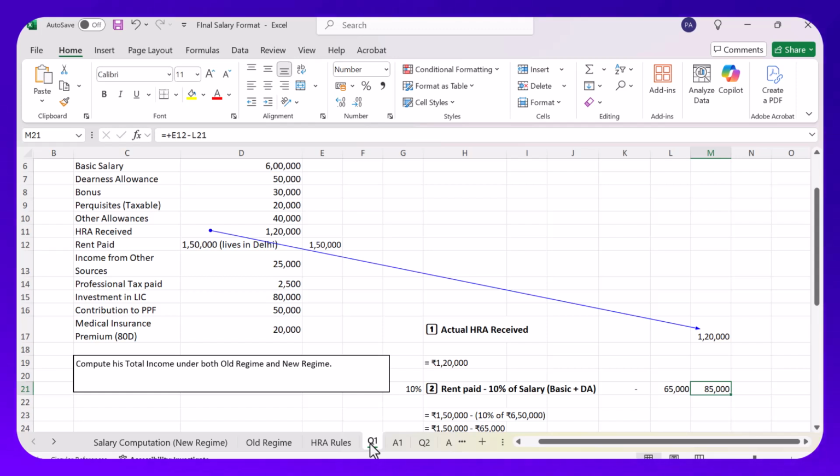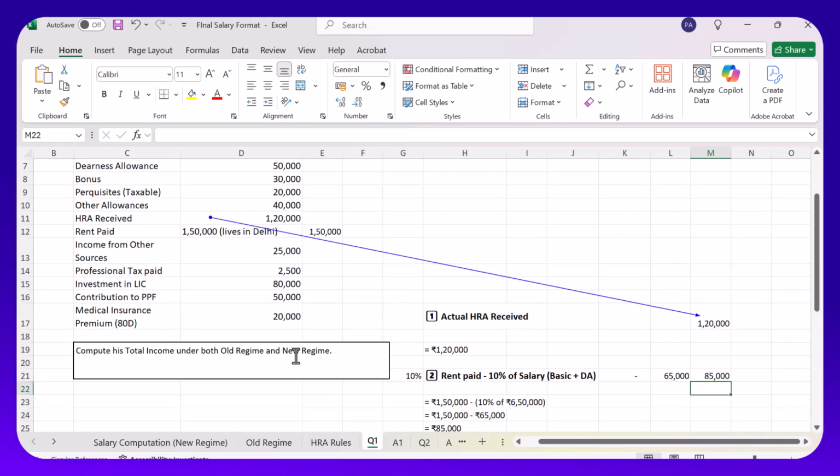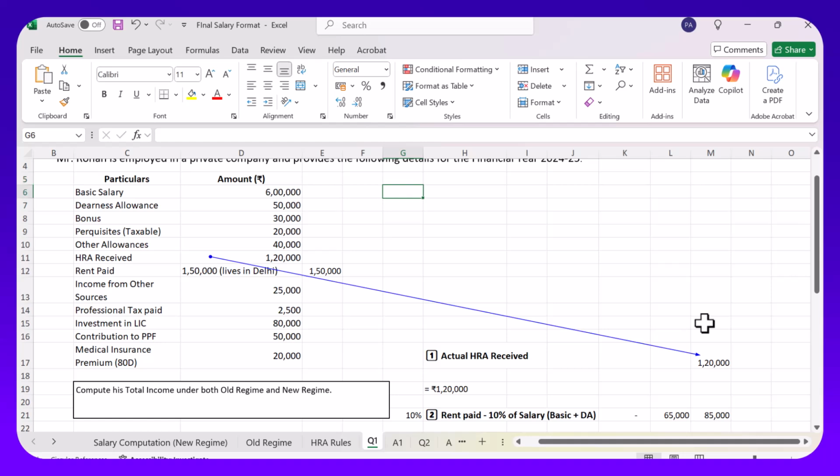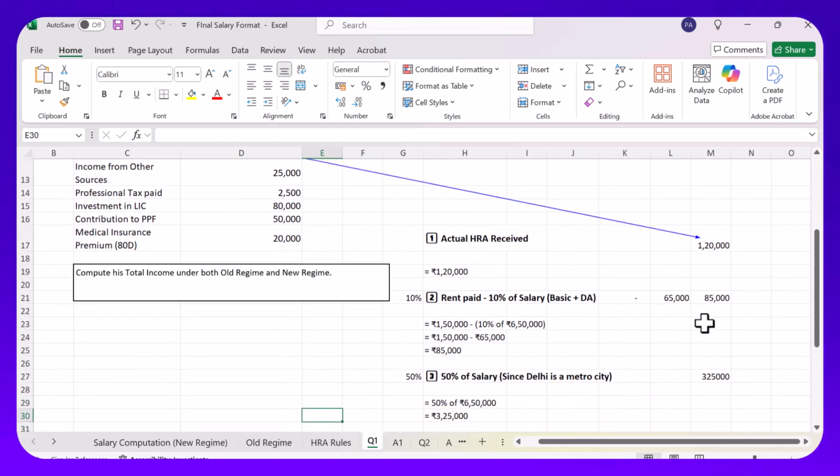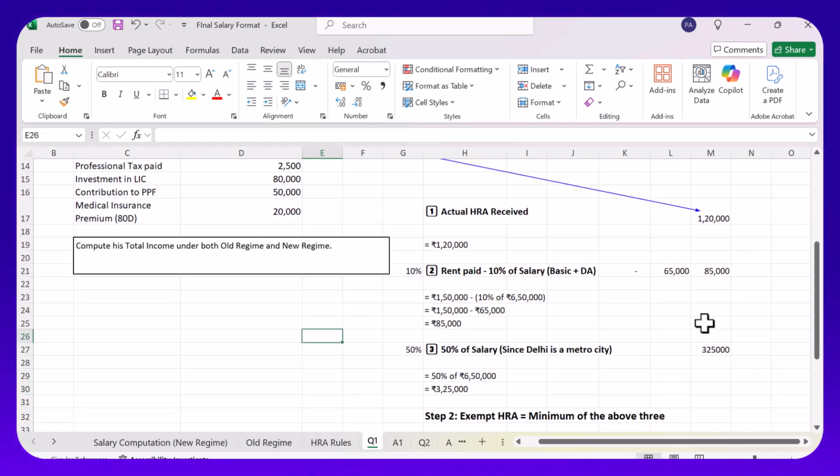Okay. So now we come back to the question where we have calculated. So here, how much rent you have received? 1,20,000. Okay. Now the second would be to calculate rent minus 10% of the salary. So here the rent paid is how much? 1,50,000. So here it is coming somewhere at this thing, how much rent you are paying. Rent paid is 1,50,000.